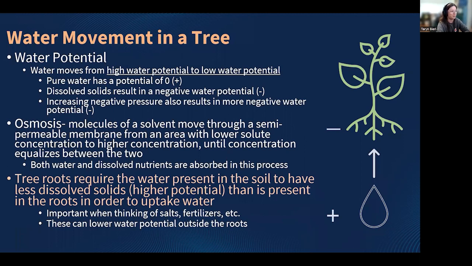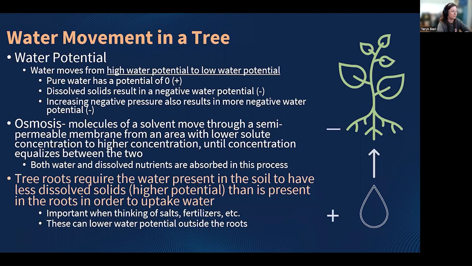It is measured in megapascals, which is a unit of pressure, and there are multiple factors that can influence this, with some of the major influences in a tree being solute concentration, turgor pressure in the cells, and the opening and closing of the stomata on the leaf. What is important to understand is water moves from high water potential to low water potential. Pure water has a potential of 0, but with the addition of dissolved solids, it develops a negative potential or a lower potential. So as pressure becomes more negative as well, resulting in a tension in the cells of the tree, water potential also becomes lower.